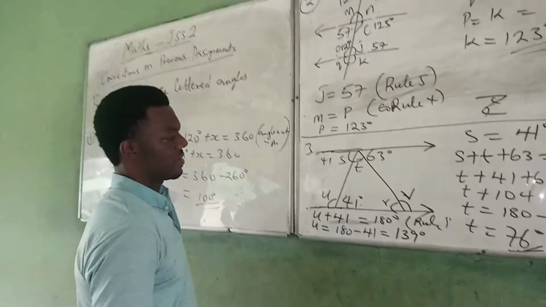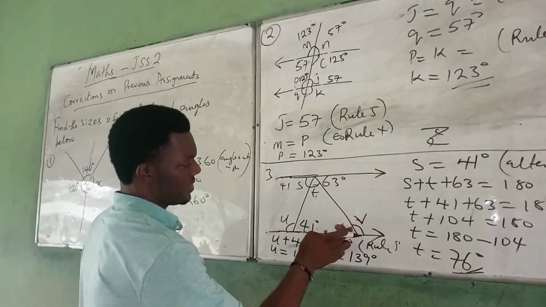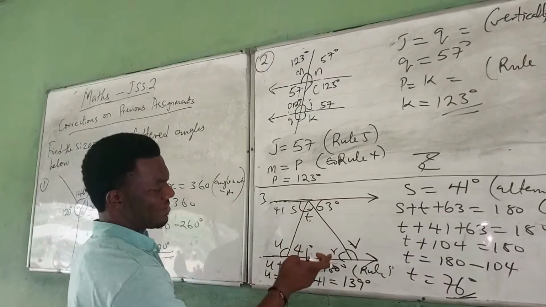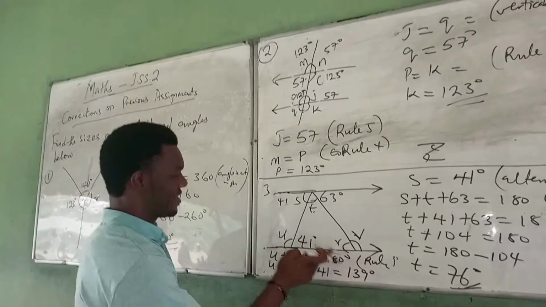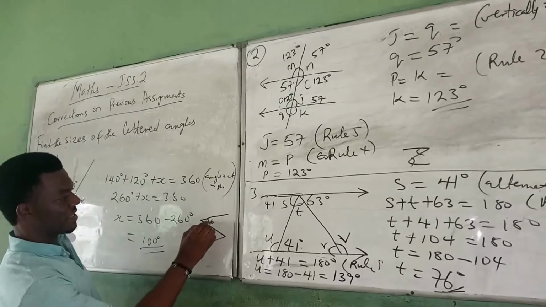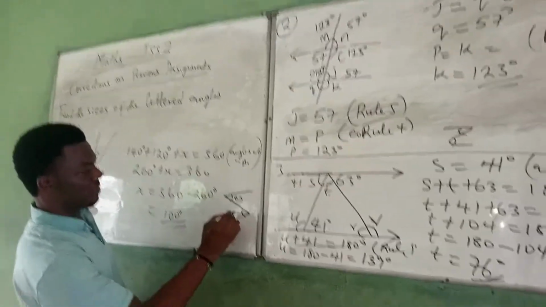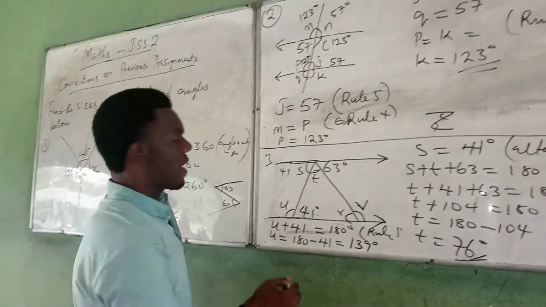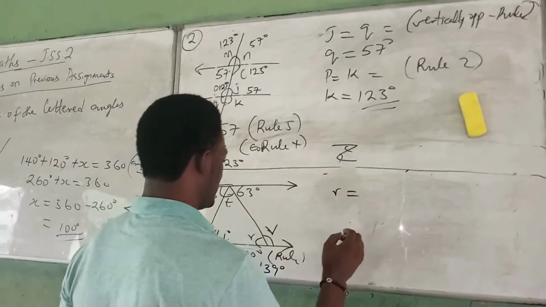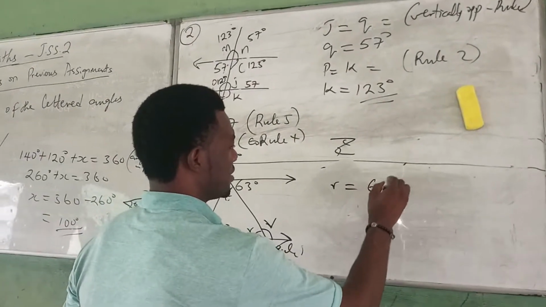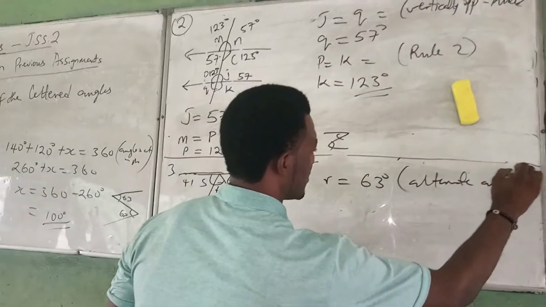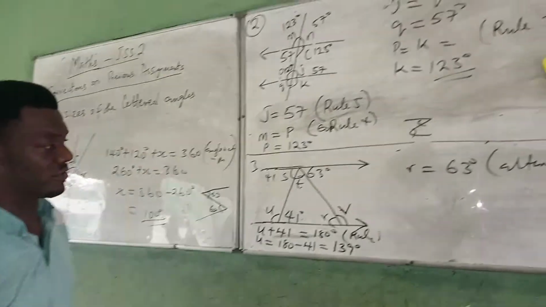So remaining now, this one, R and V. Easily you can get, since we have 63 here, you remember R could be 63 degrees. See, it is in Z shape. So here is supposed to be 63 degrees. Reason, alternate angles. Alternate angles are equal. That's the reason why R is equal to 63.